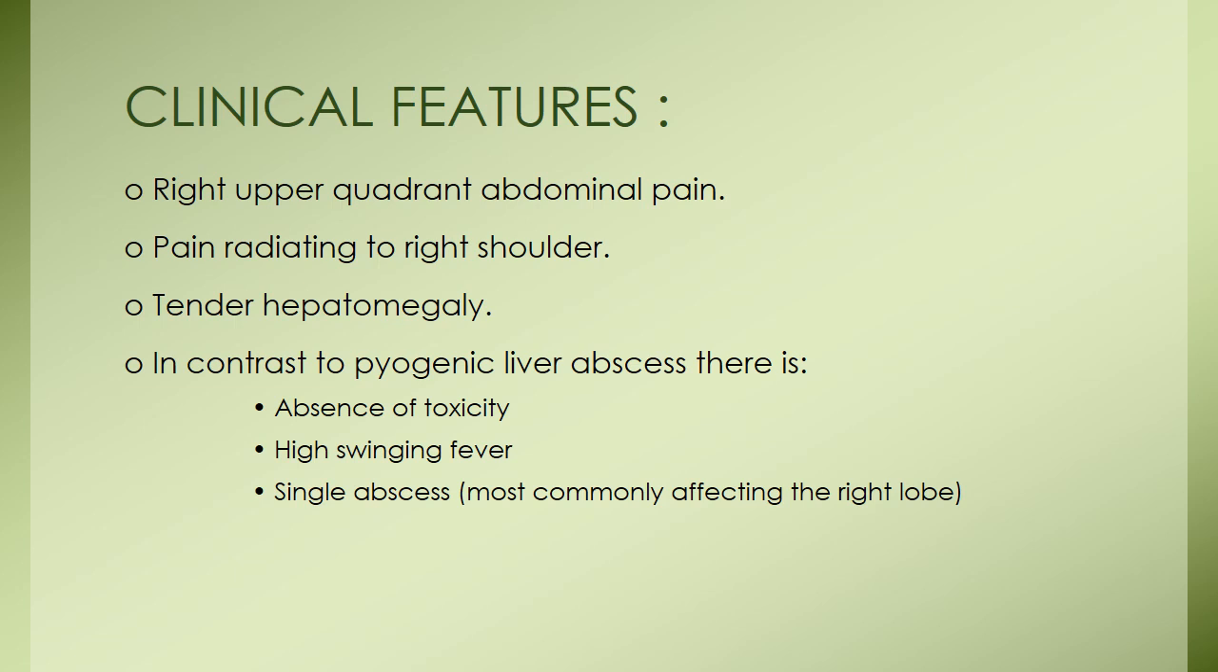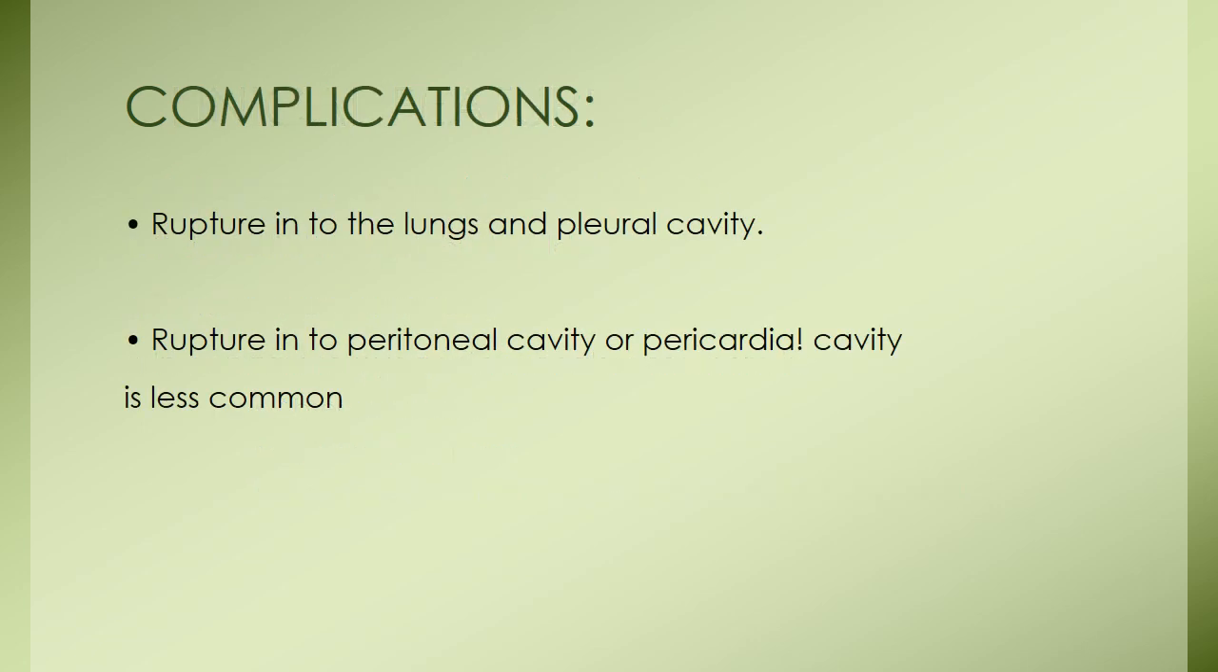In contrast to pyogenic liver abscess, there is absence of toxicity. That is, there will be no signs of fever and sepsis, etc. There will be no high swinging fever. A single abscess is present, most commonly affecting the right lobe. There is no primary lung Entamoeba histolytica infection. It always occurs as a complication of liver abscess by Entamoeba histolytica.